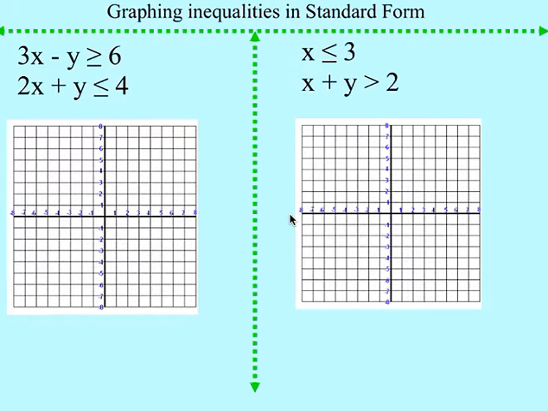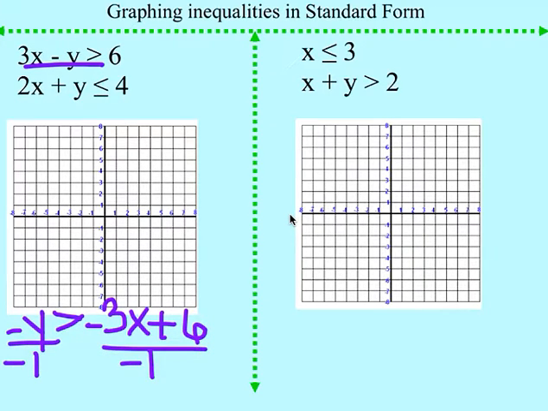Now, in order for us to do number 3, we need to solve each one of these for y. So let's start with this one. I'm going to start by subtracting 3y from both sides. Then I get negative 3x plus 6. Now in order to solve for y, I need to divide both sides by negative 1. Since I'm dividing by a negative, I know I'm going to need to flip that sign. So it's going to become y, and then I flip the sign this way, is less than 3x, and then 6 divided by negative 1 is negative 6.